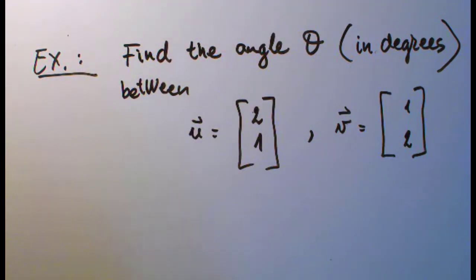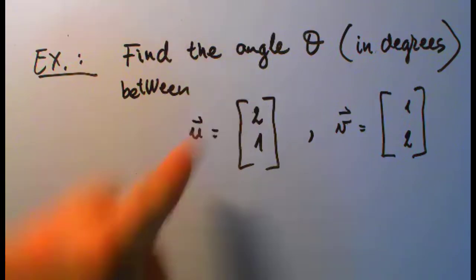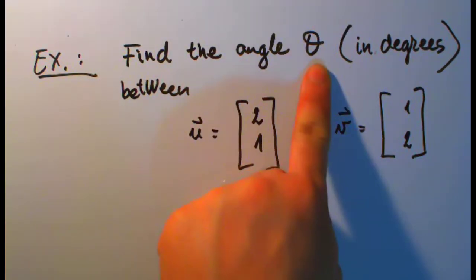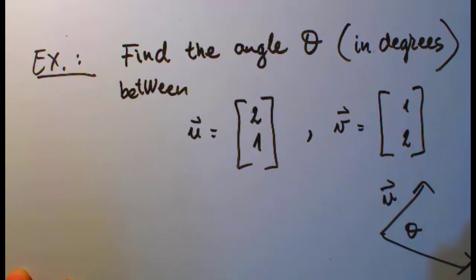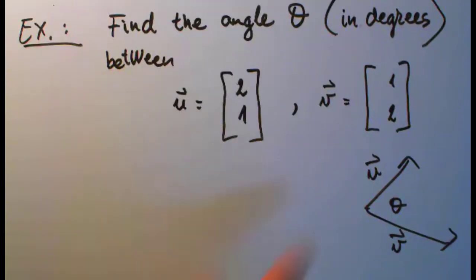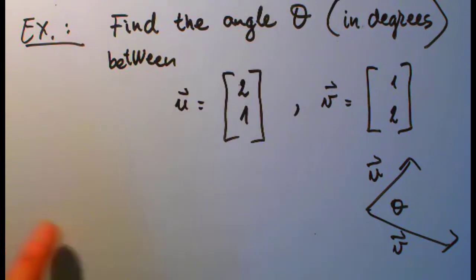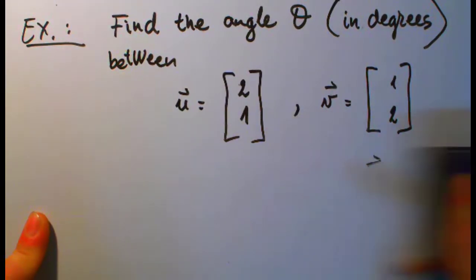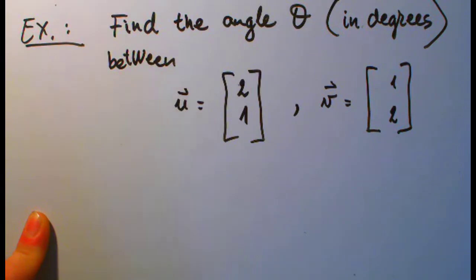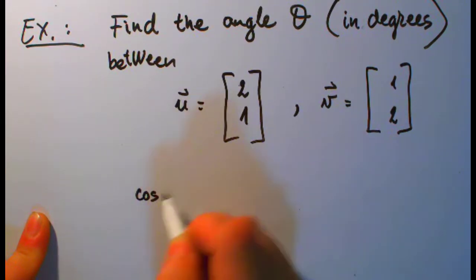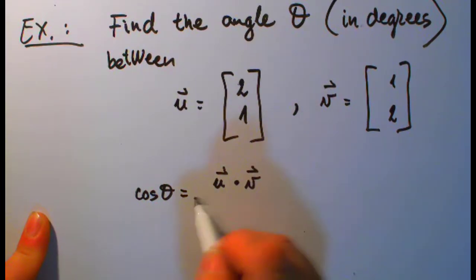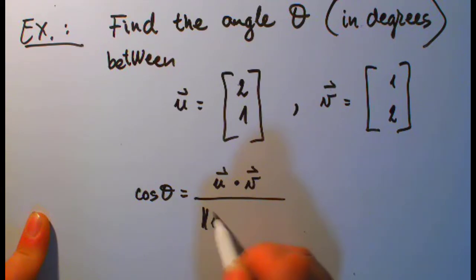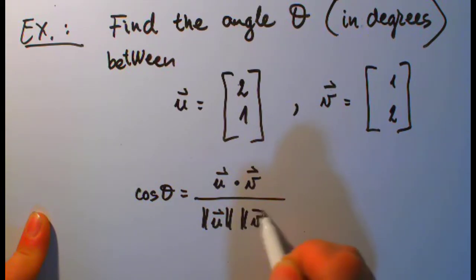I don't need to bring up a geometric picture of those, but for sure these two vectors will have an angle between them, whichever angle is smaller. So theta is here, u is there, v is here. We want to find out how big theta is. We just learned that cosine of theta equals u dot v divided by the length of u times the length of v.